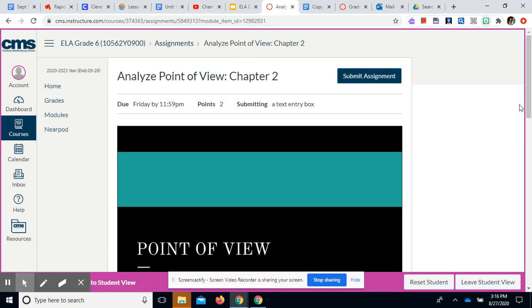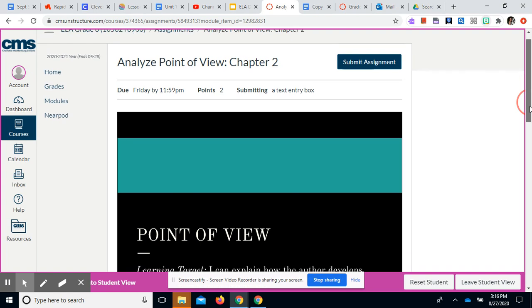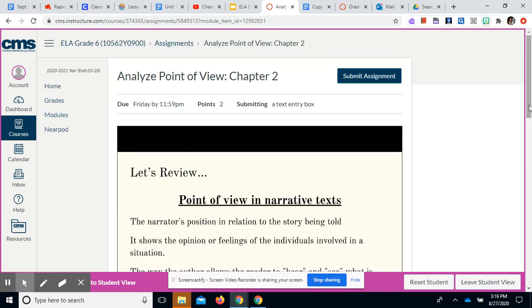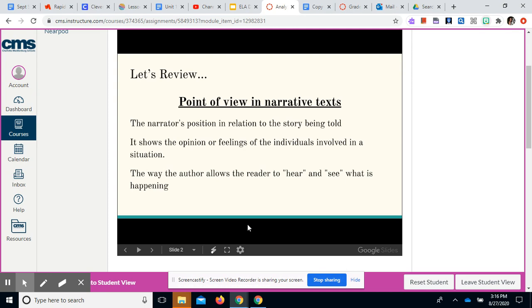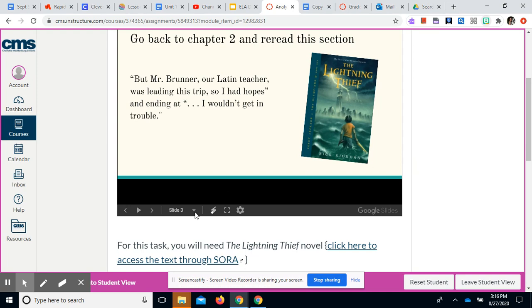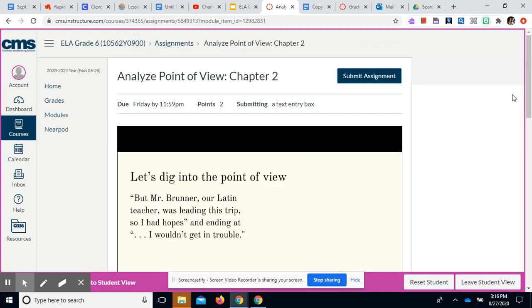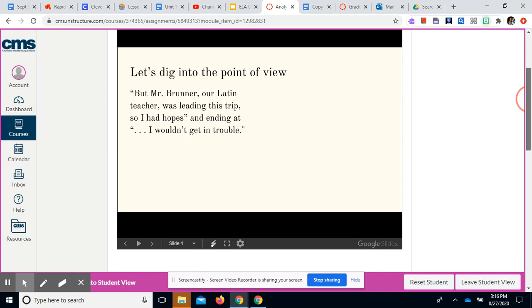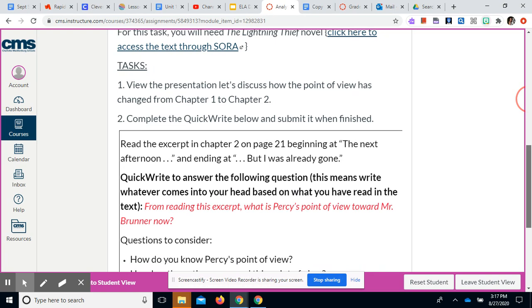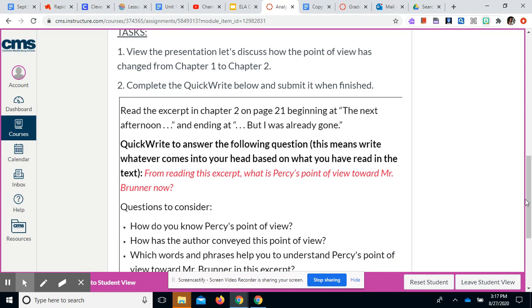The next part of lesson 4 is analyzing point of view. So we are reviewing what we identified as Percy's point of view toward Mr. Bruner from chapter 1, and then we are looking at how that has changed in chapter 2. There's a slideshow here to lead you through the thought process in identifying Percy's point of view. Once you've gone through that slideshow, it's going to take you to an excerpt in chapter 2 where things change a bit between Percy and Mr.